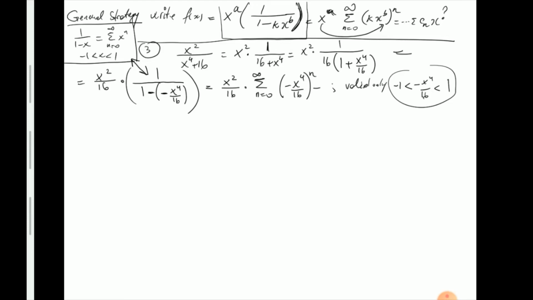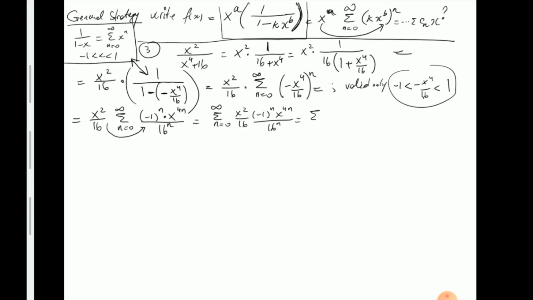Let's manipulate this series further. You want to basically isolate x to the power n, and extract the other constants. So minus 1 to the n on the top, and then x to the 4n divided by 16 to the power n. And now you can bring x squared over 16 inside the summation. And then combine again the powers, if any. So x squared with x to the 4n becomes x to the 4n plus 2. And then 16 to the power n plus 1 on the bottom. So this will be the representation for the function x squared over x to the fourth plus 16.